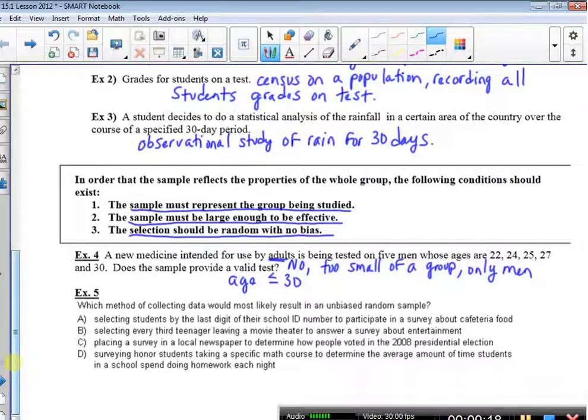D, surveying honors students taking a specific math course to determine the average amount of time students in a school spend doing homework. I would not necessarily think that that's a good group to sample either. So it is choice A.